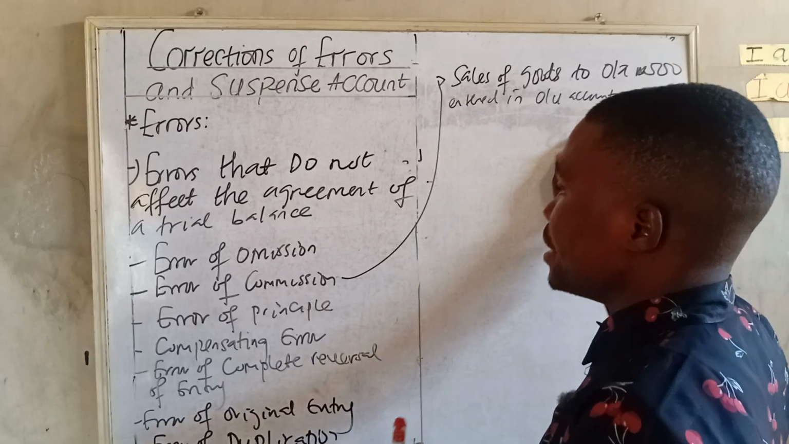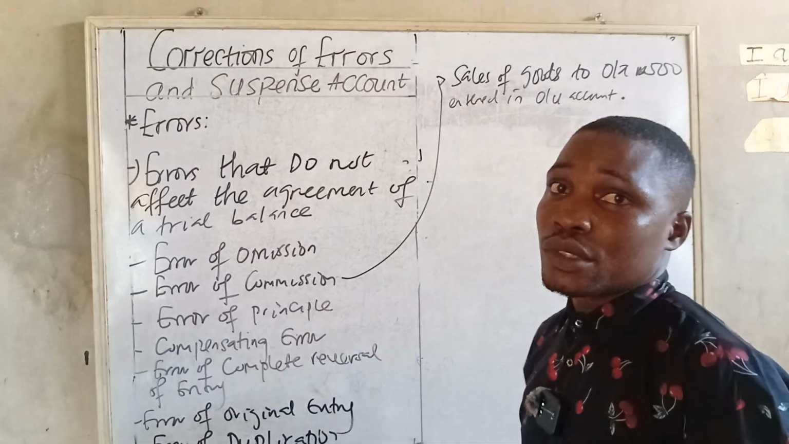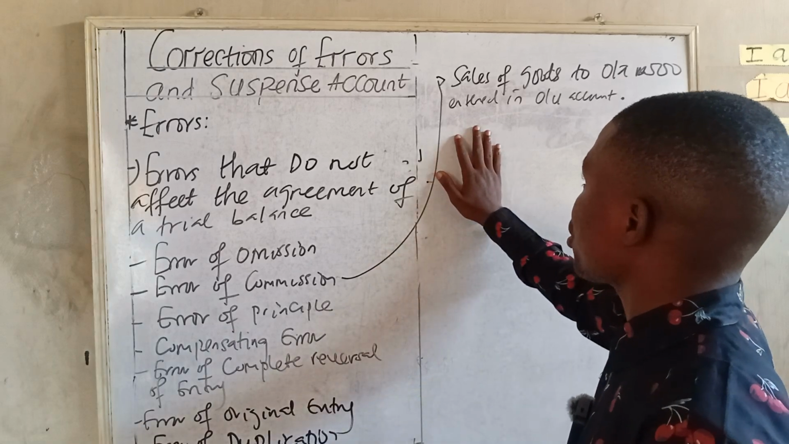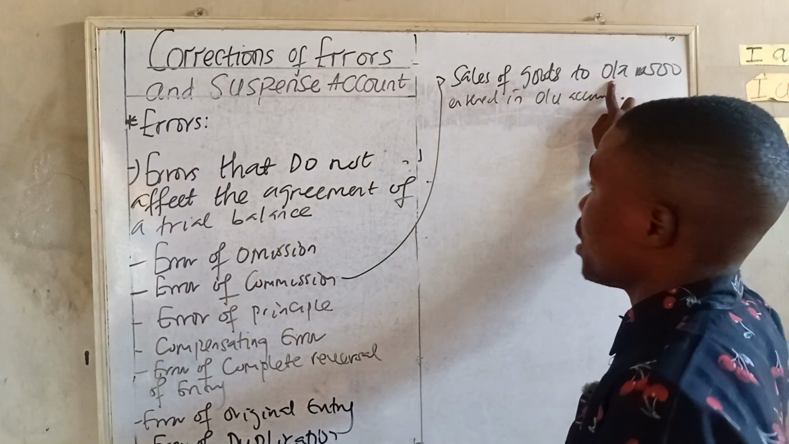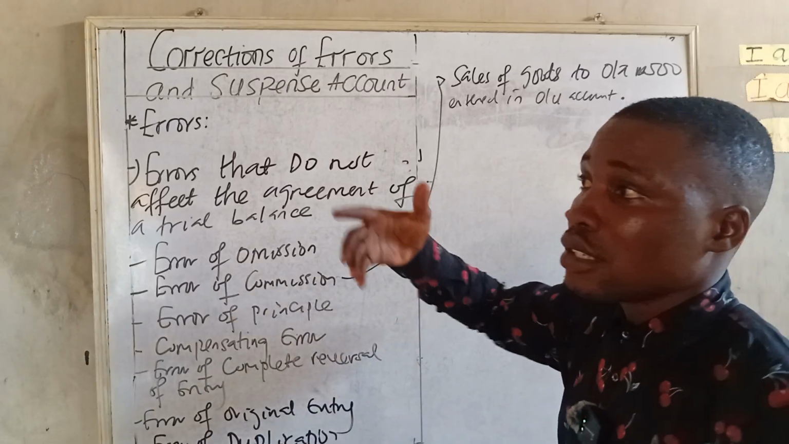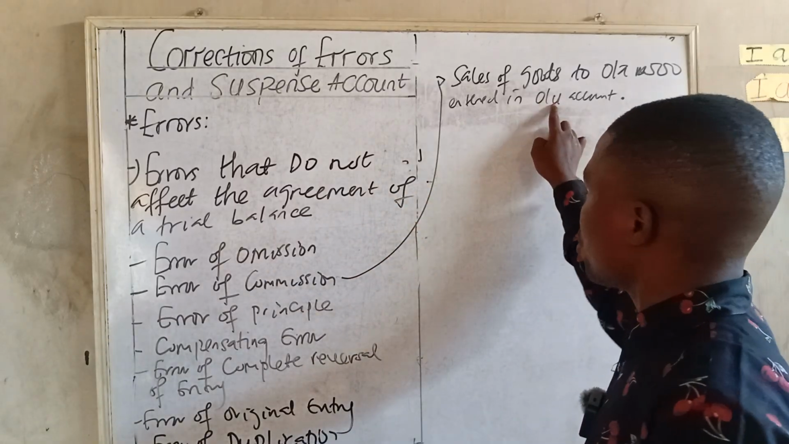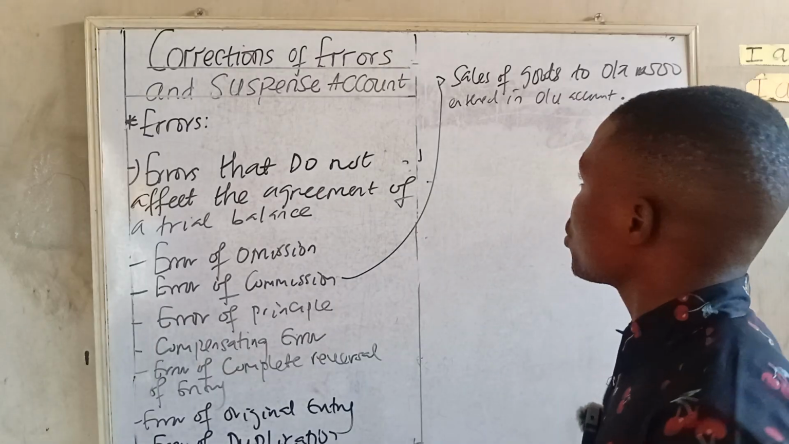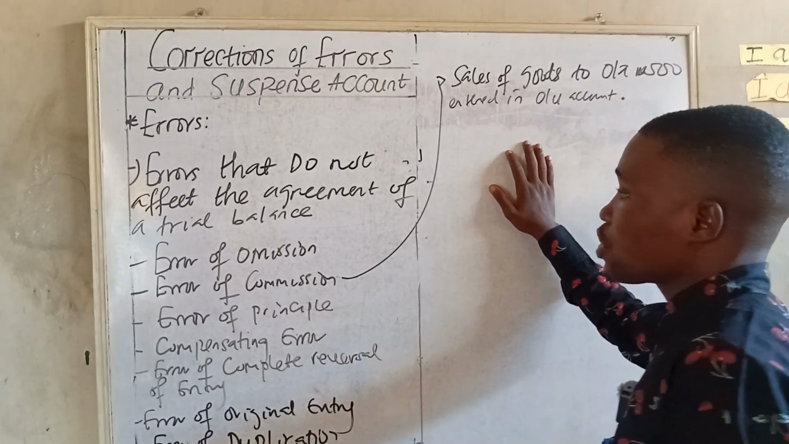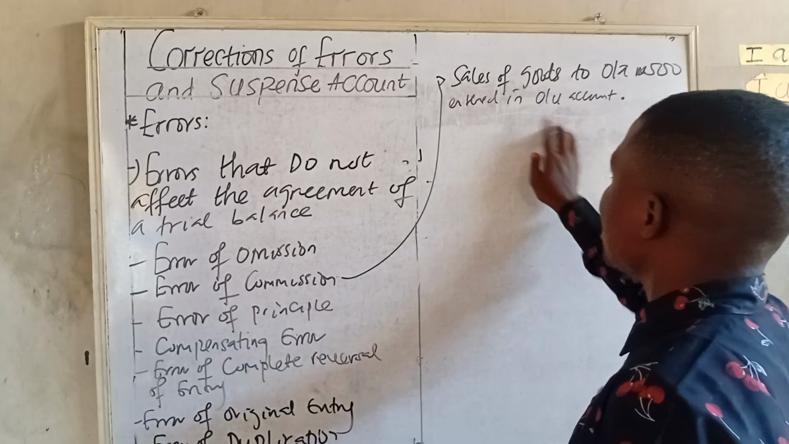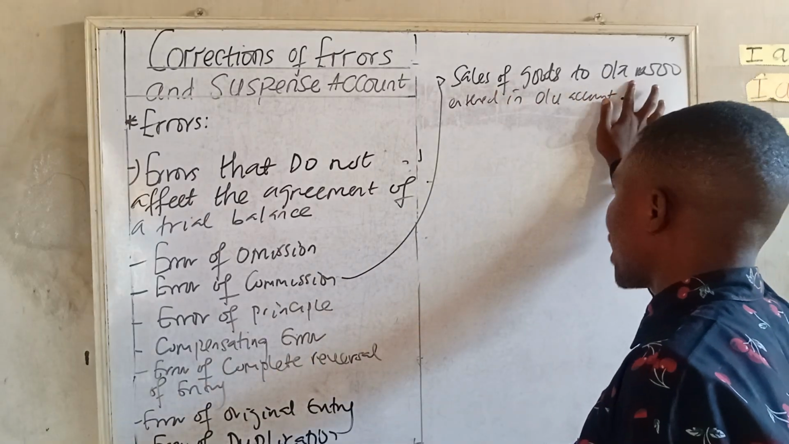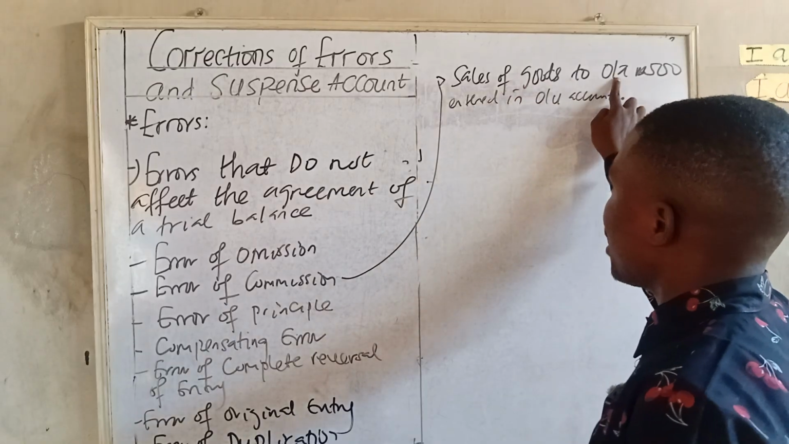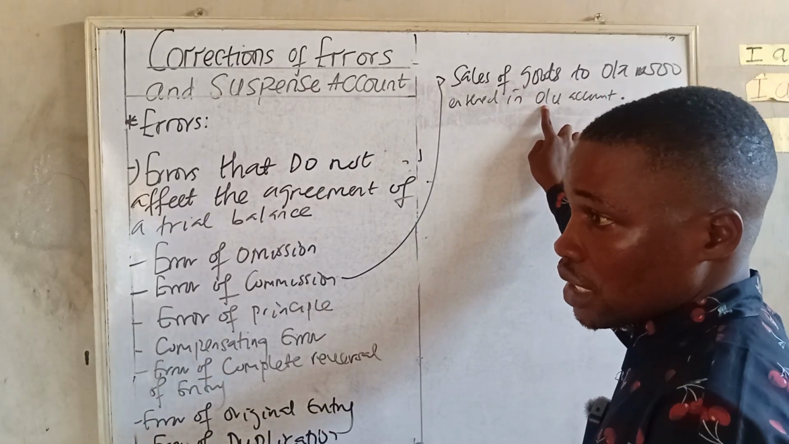The person may make a mistake. Are you getting me now? So you may want to record, normally the transaction is supposed to be for Ola, but you mistakenly enter it in Olu's account, maybe because the names look alike. So how do we correct such an error? Sales of goods to Ola means the goods is for Ola, not for Olu. Are you with me now?